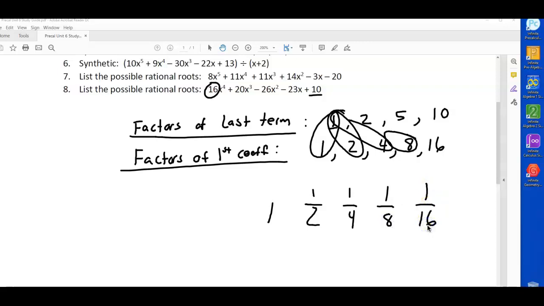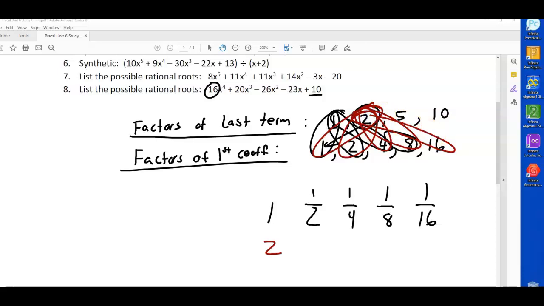Then you repeat that process with the 2. So now I'm going to do 2 over 1. 2 over 1 is 2. 2 over 2 is 1. Now I already have a 1, so I don't need to write that one again. 2 over 4 is a half, which I already have, so I don't need to write that one again. 2 over 8 is a fourth, already got it. And 2 over 16 is an eighth, already got it.